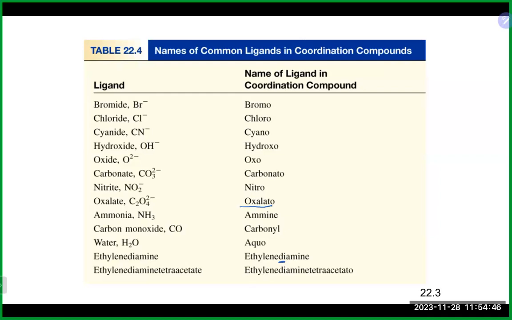Here's our other, that's EDTA over here. Ethylenediaminetetraacetato. There we go. So you could go with that one as well.